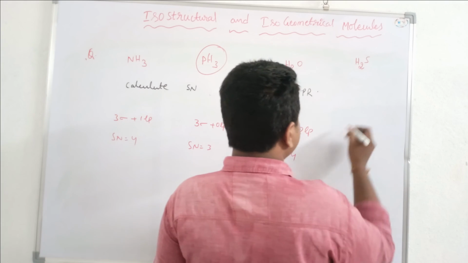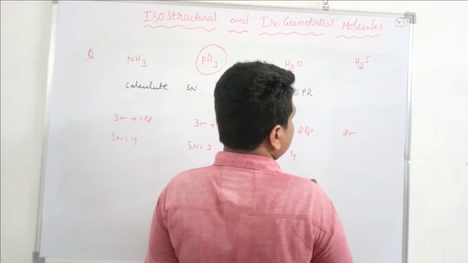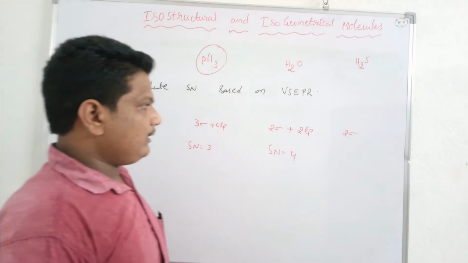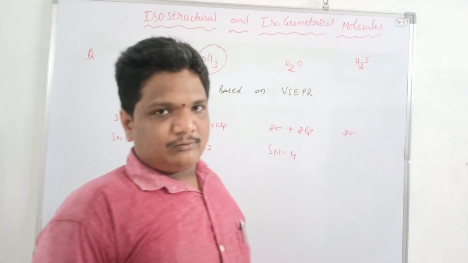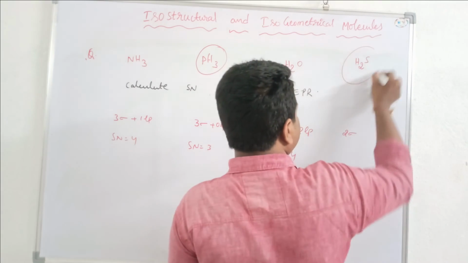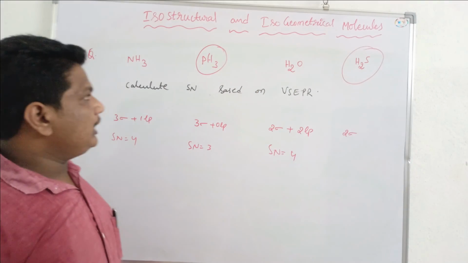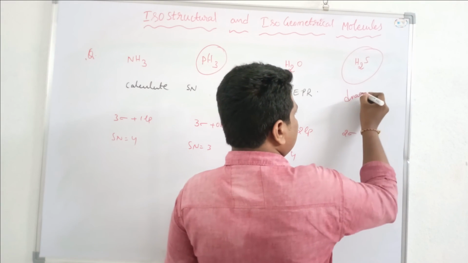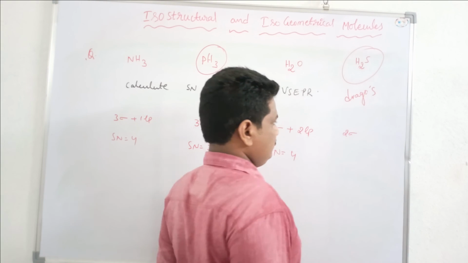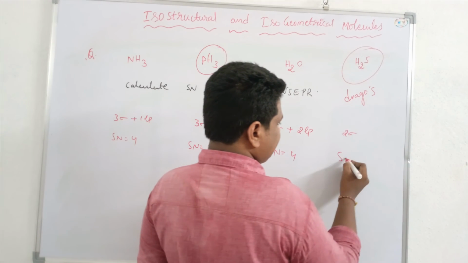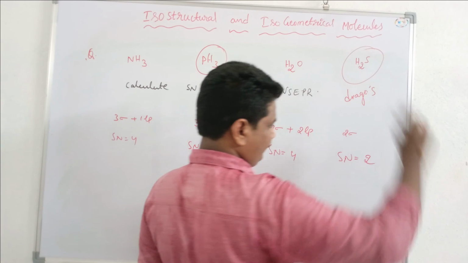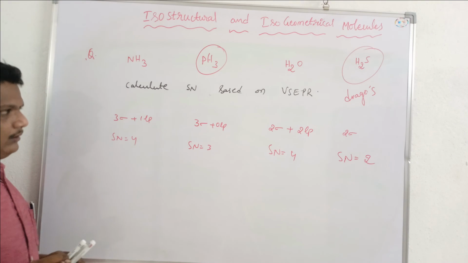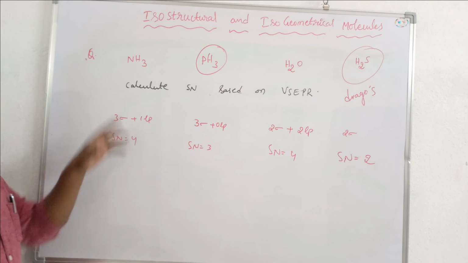In the case of H2S, we have two sigma bonds. The two lone pairs present on the sulfur are stereochemically inactive. So this H2S is also a Drago molecule. So here we can observe steric number 2. In this way we can calculate the steric number of these compounds.